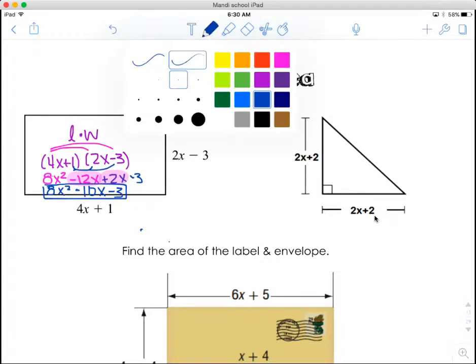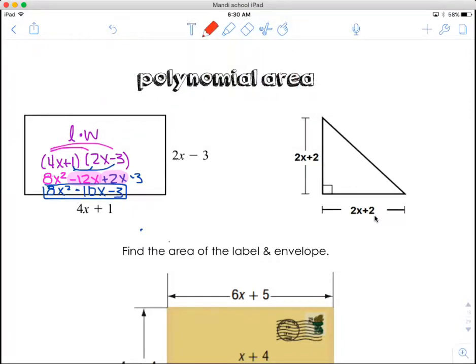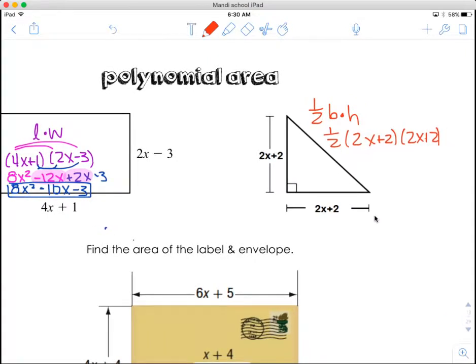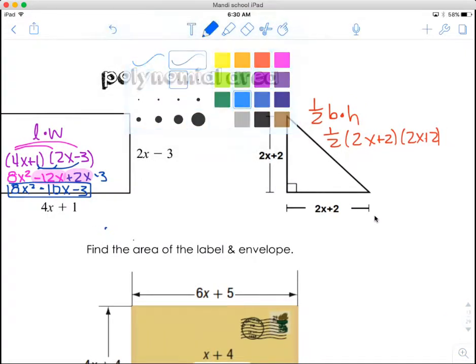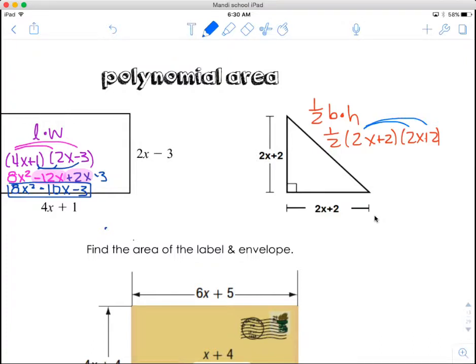So for a triangle, not any more difficult. It's just that we have a different formula to use. So the formula for the area of a triangle is 1/2 base times height. So 1/2, the base is 2x plus 2, the height is 2x plus 2. Okay, I don't want you to worry about the 1/2 yet. Let's go ahead and distribute. We'll do the 1/2 at the end. So that's 2x times 2x, which is 4x squared. 2x times 2, which is 4x.